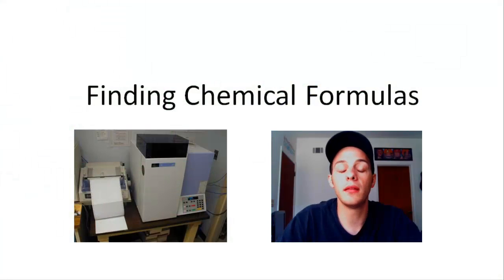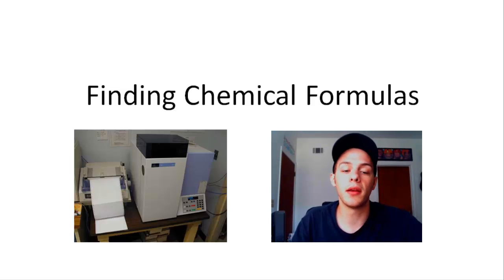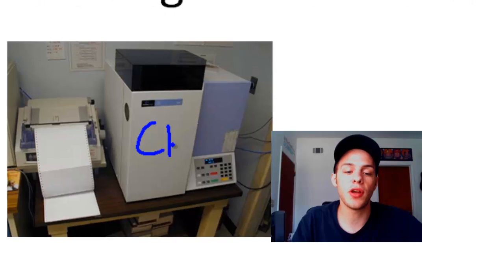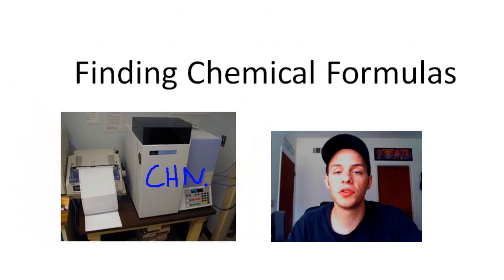Hey, what's up everybody? In this video I'm going to talk about how to find chemical formulas for compounds. And this instrument that you're looking at right here, this is called a CHN analyzer. And what this thing does is it determines the elemental composition of a sample. And as you've probably already figured out by now, the three main elements that this instrument analyzes are carbon, hydrogen, and nitrogen.